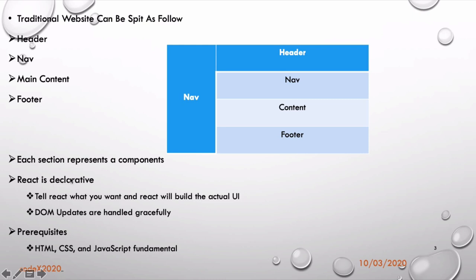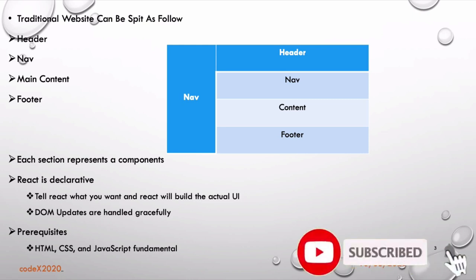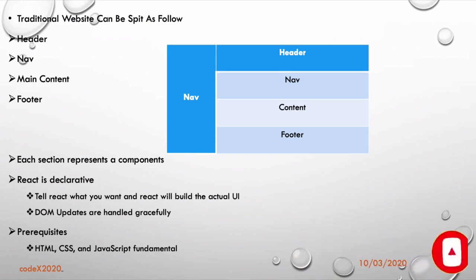React is declarative. Tell React what you want to build, the actual UI, and React will do it for you. DOM updates are handled gracefully. Now, when we talk about DOM, this is the Document Object Model. As we go on, I'll tell you what this means. But when you open up a browser, for example your Facebook account, there are a lot of things done behind the scenes until you see all those things. So the DOM has its part in it.